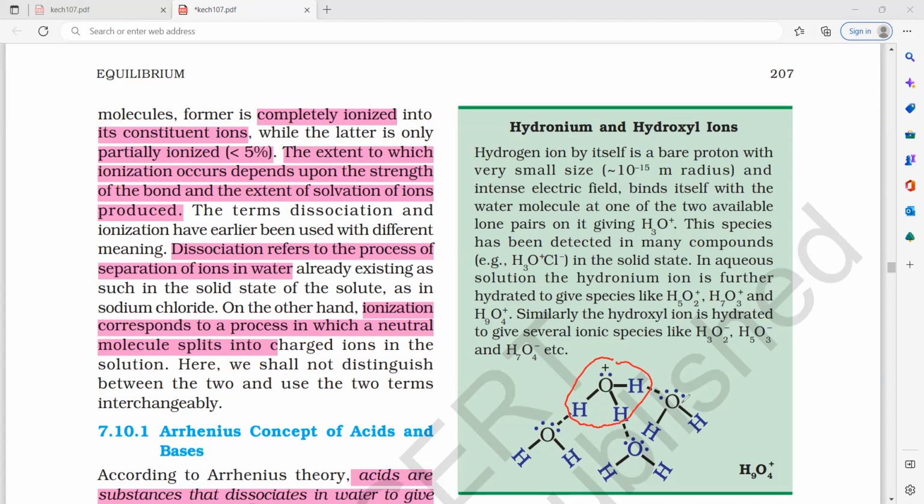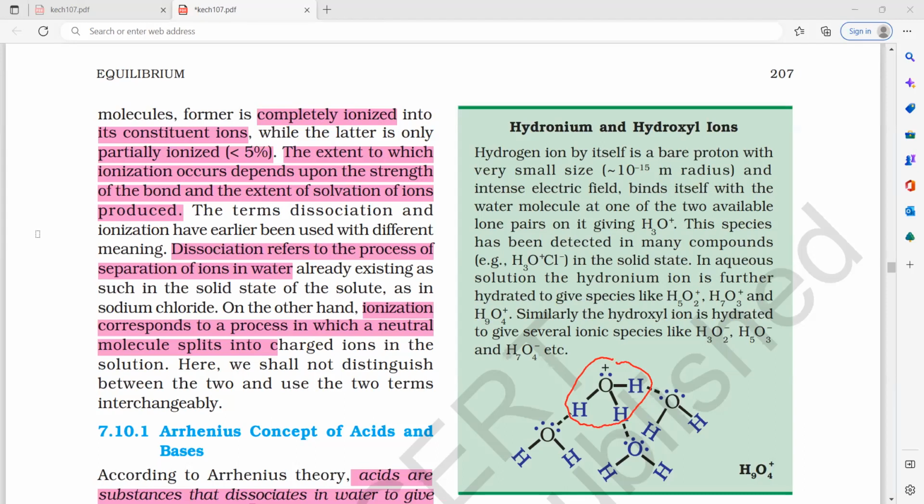In aqueous solution, the hydrogen ion is further hydrated. You can add one more water molecule, you will get H5O2 positive. Then you can add one more H2O molecule, H7O3 positive, and H9O4 positive. Similarly, the hydroxyl ion is hydrated to give several ionic species: you can add water to OH negative, then H3O2 negative, then H5O3 negative, and then H7O4 negative, and so on.